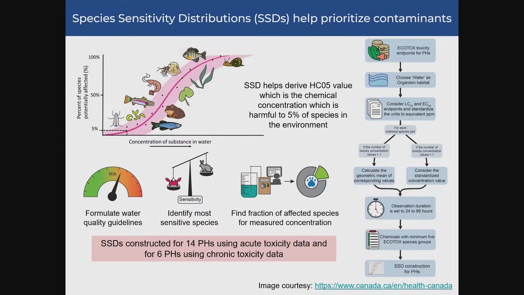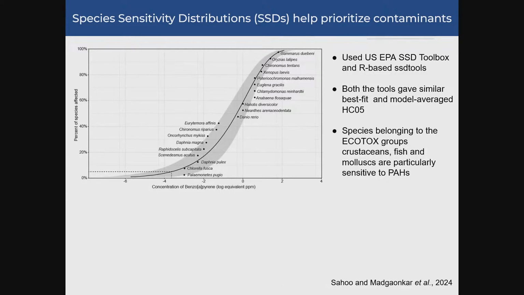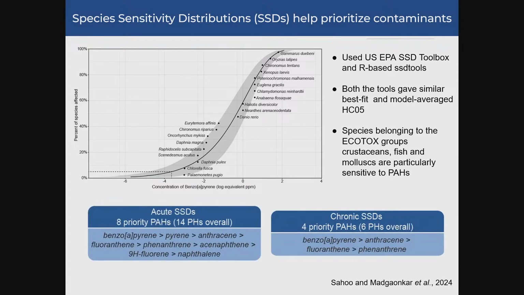We developed a workflow in order to curate this data, and we were able to curate data for 14 petroleum hydrocarbons in the acute case and 6 petroleum hydrocarbons in the chronic case. Now this is how a typical species sensitivity distribution looks like. This is for benzopyrene in the chronic case. Then we calculated the hazardous concentration for 5% of species across these chemicals in the acute as well as chronic case, and this allowed us to rank or prioritize these chemicals based on their toxicities. And we find that benzopyrene again shows up here as the topmost toxic compound.